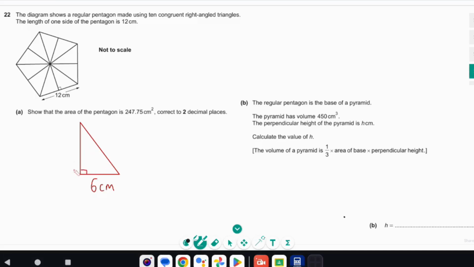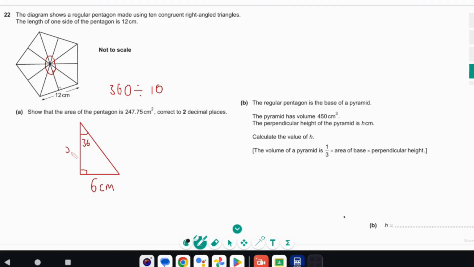How do we work out height? Well, when you see right angle triangles, you should be thinking Pythagoras or SOHCAHTOA. It's unclear which it is at the moment. Pythagoras, you need at least 2 lengths to find out the third. So it doesn't look like it's Pythagoras. SOHCAHTOA, we need an angle. We can actually work out this angle here. Angles around a point add to 360. 360 divided by 10, because it's 10 triangles, is 36.